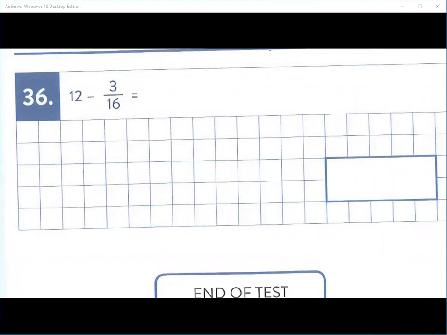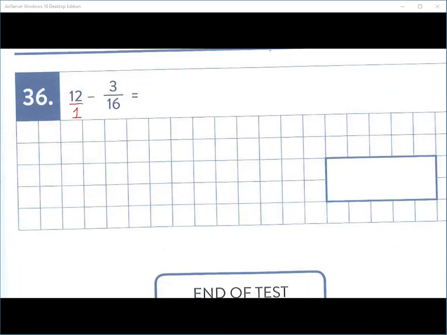So for question 36, you have 12. What do you do to the 12 to make it look nice? You have to do 12 over 1. Okay, well, the 12 over 1 makes the whole number look like a what? It makes it look like a fraction. And that's what we want it to look like, so we can deal with it more easily and our brain feels happy when we look at it. Fantastic. Keep on going.